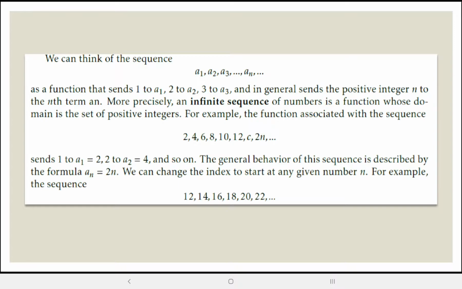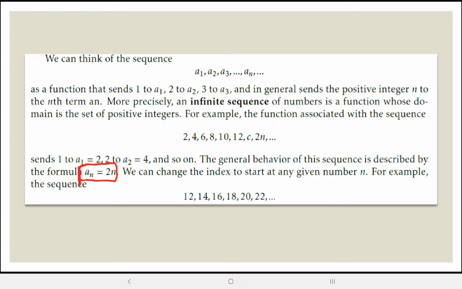Okay, so we have here an example. The function associated with the sequence. So, ito yung sequence natin, no? 2, 4, 6, 8, 10, etc. Hanggang kay 2n and itutuloy natin. So, basically, si 1 na-map kay 2, si 2 na-map kay 4, and so on. So, madali lang naman na i-deduce na yung formula niya ay a sub n is equal to 2n.